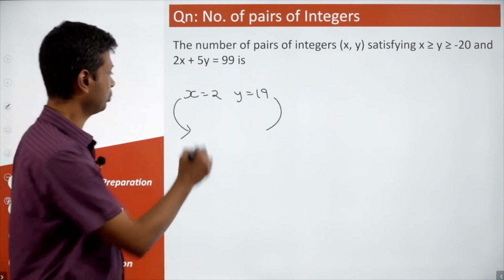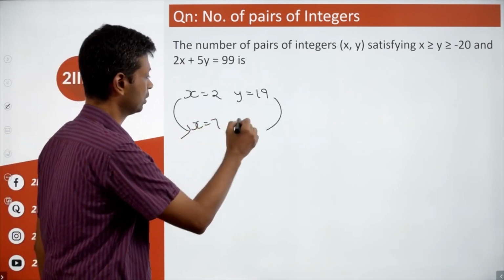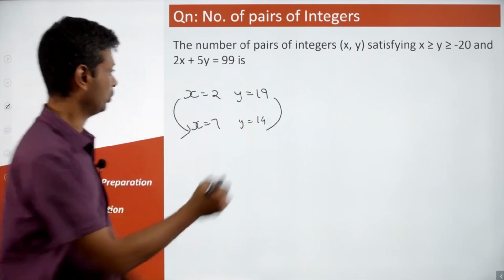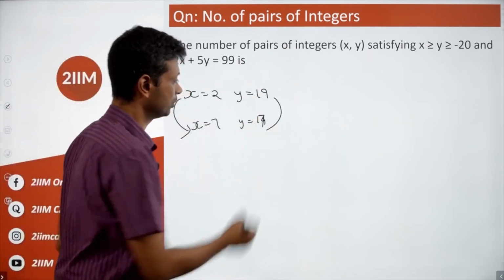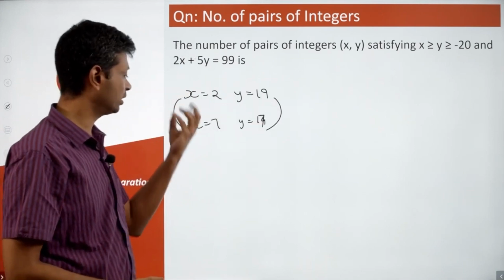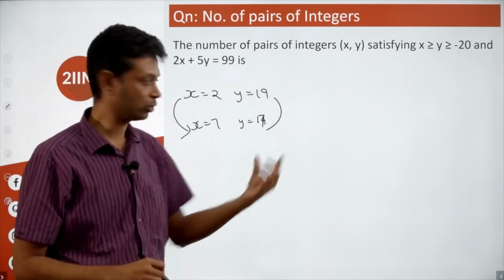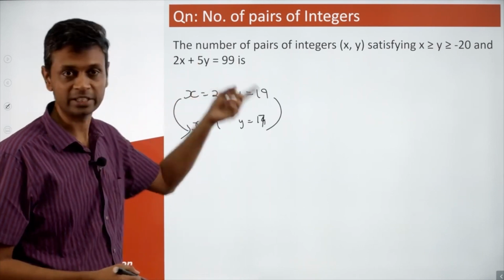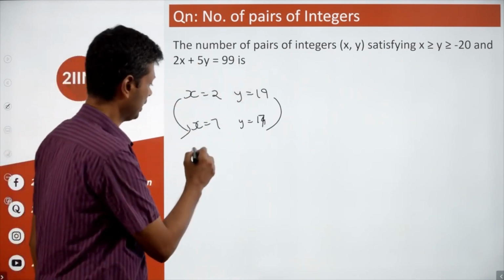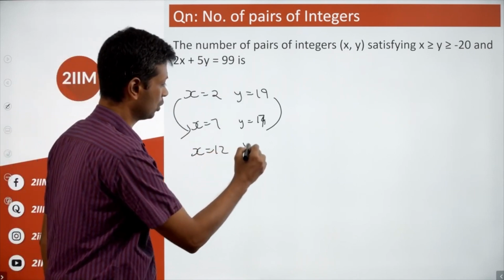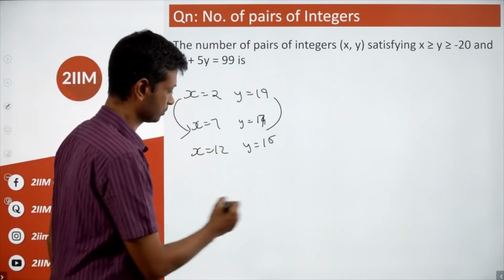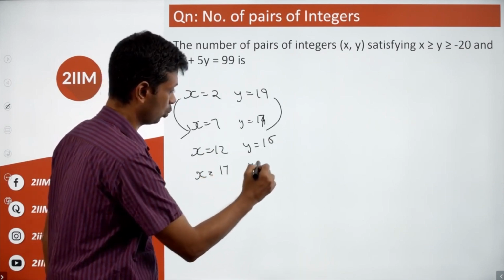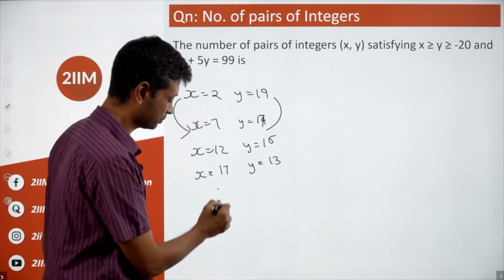What does that mean? If you put x equal to 7, y will be 14. You increase this by 5, sorry, y will be 17. Decrease this by 2. The total goes up by 10, the total falls by 10, it gets cancelled out. So x equal to 7 gives us 2 into 7, 14, plus 85 is 99. That works. Next one, x will be 12, y will be 15. X will be 17, y will be 13, and so on.